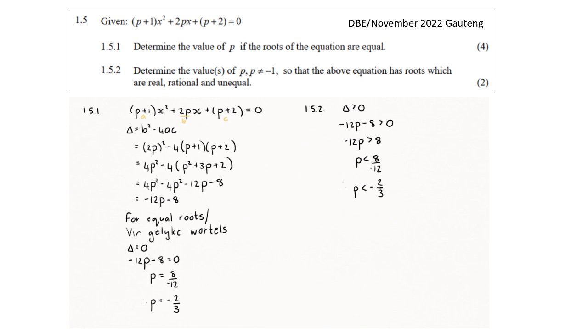So the above equation will have roots which are real, rational, and unequal if p is less than negative 2 over 3. This question counted 2 marks. You get 1 mark for the discriminant greater than 0, and then 1 mark for the final answer.